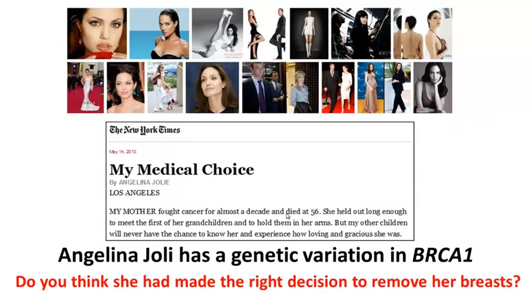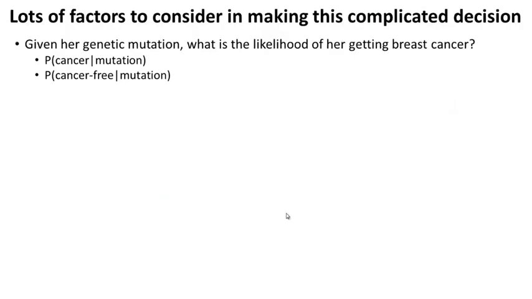We have now finished learning about the genetic variation databases and 3 types of predictive methods. Let's now go back to look at Angelina Jolie's decision. What we had covered in this week's lectures is only one of the questions involved in her decision. There are lots of other factors to consider in making this complicated decision, many, but certainly not all, of which can be formulated as different conditional probabilities.